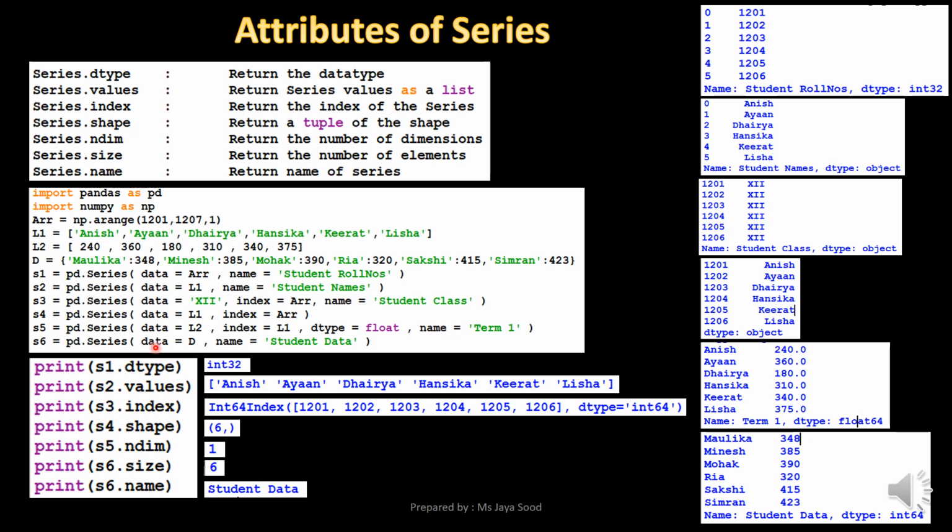S6 is a series which is created by passing the dictionary D as the data. The statement print s6.size will print 6, that is the total number of elements in the series. Print s6.name will print the name of the series which is student data. If the name is not specified, then the name is None.